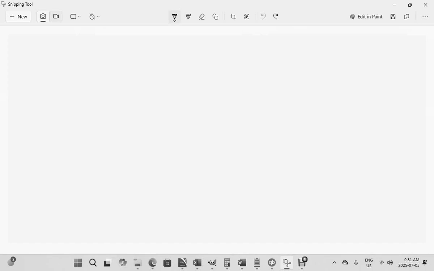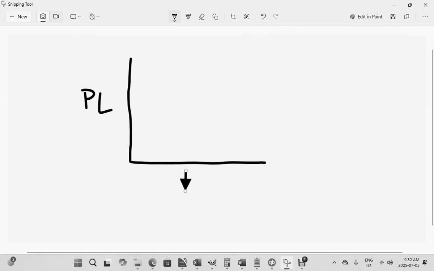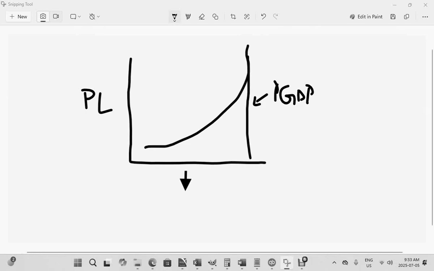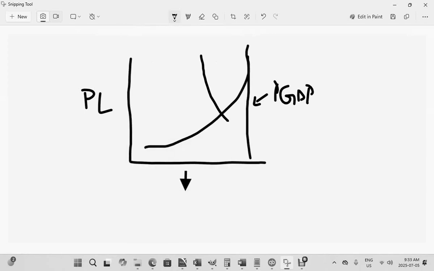If we were to draw our supply curve, let's assume that this is your price level over here, and this is your real GDP. Our supply curve will be something like this, with an upward slope. Now we know that this is your potential GDP, the vertical line. We also know that you have aggregate demand at some point, and the aggregate demand goes up as the price level falls. So this is your aggregate demand.